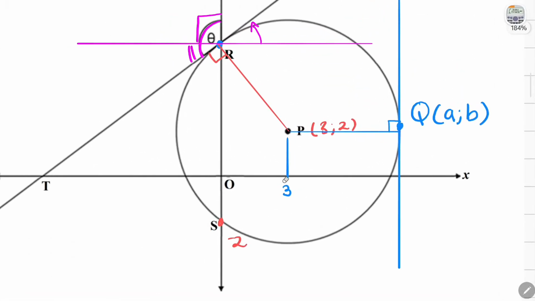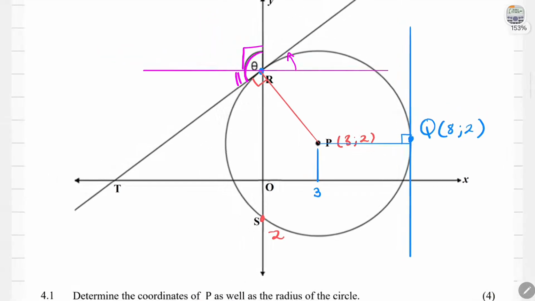So it means that we went from 3 and we went 5 units to the right to get to Q. And so the X value, A, is 8, because 3 plus 5 is 8. And the Y value stays the same really, because this is (3, 2). This is a horizontal line, so they share the same Y value. So this is 2. P has the Y value of 2, and so does this because it is horizontally in line with Q. So the coordinates of Q are (8, 2).